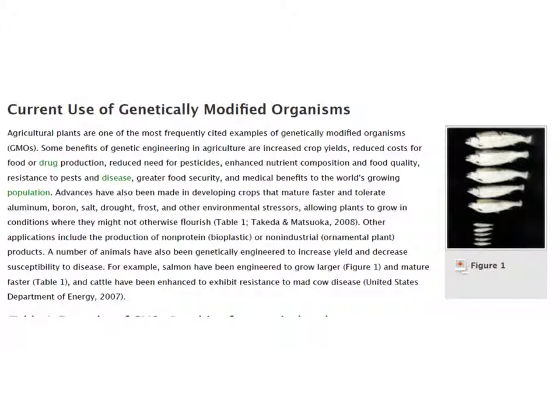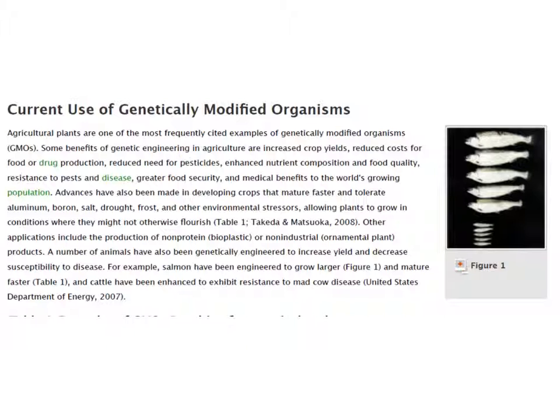Agricultural plants are one of the most frequently cited examples of genetically modified organisms, GMOs. And we can look at that figure 1 to be thinking about, what does that mean? What are we talking about here? And even before we get to that call out of that figure, students will be able to see that we have a little tiny fish at the bottom and a much, much bigger fish at the top. So perhaps that's what they're talking about there. It goes on to talk about some benefits of genetic engineering, increased crop yields and so forth.